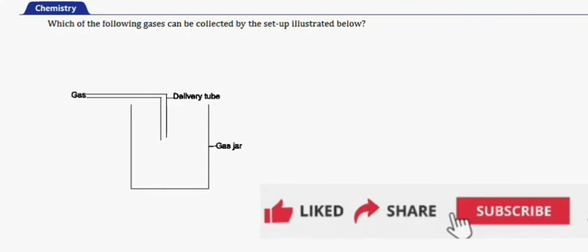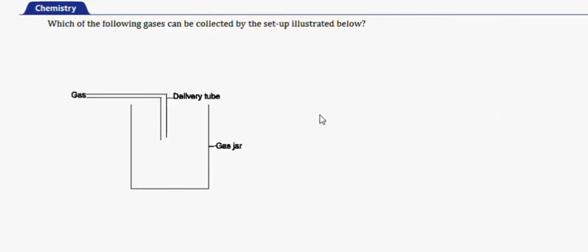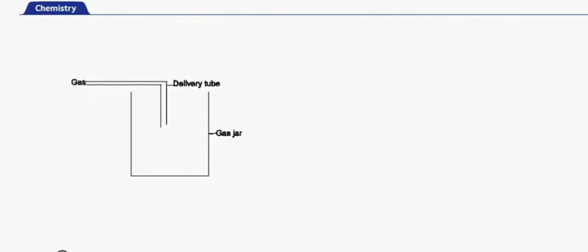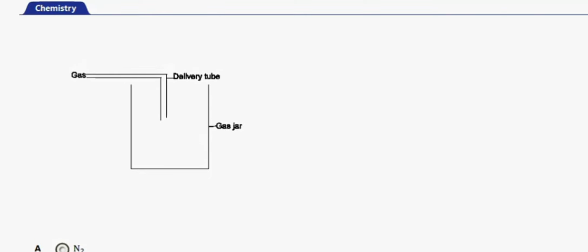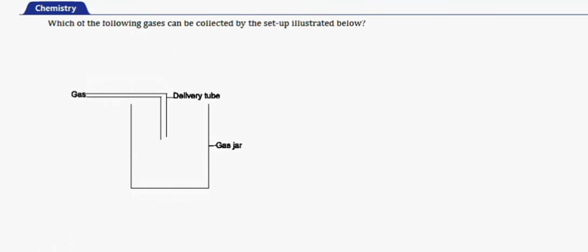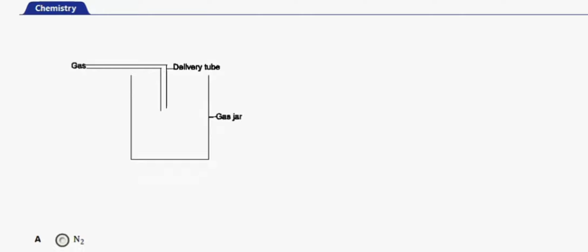We really appreciate this. So this question says, which of the following gases can be collected by the setup illustrated below? So the right answer to this question will be option B. That's hydrogen chloride gas. Alright, so take note of this question, guys. Very important. Next question will be this one.